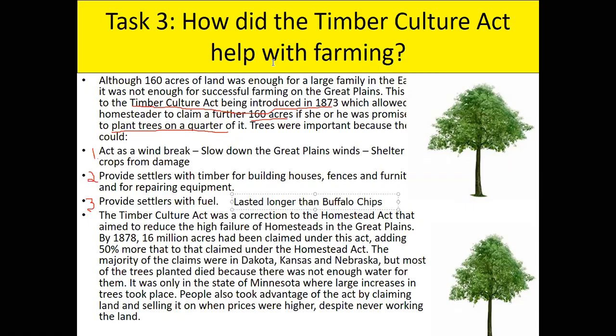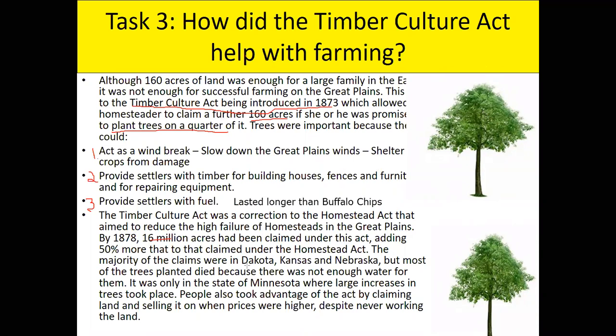Now, by 1878, 16 million acres had been claimed under this act, adding 50% more that was claimed under the Homestead Act. So this act here was more successful because there was actually a purpose to it. The Homestead Act was about giving cheap land. This was about giving them more land to be successful.